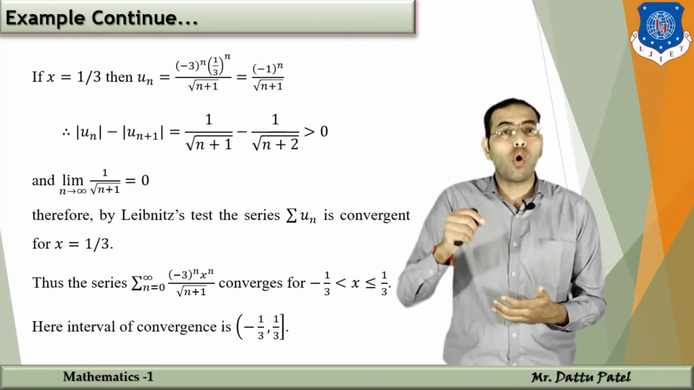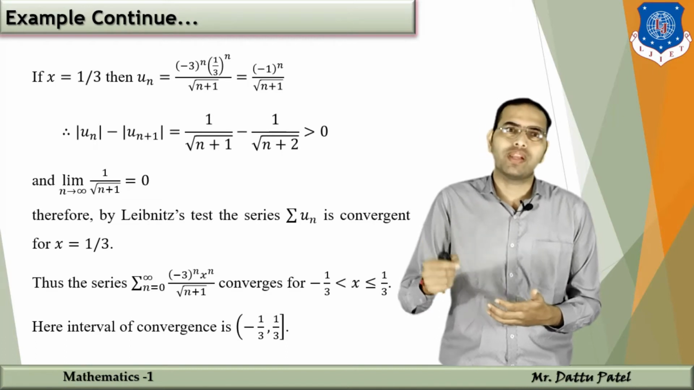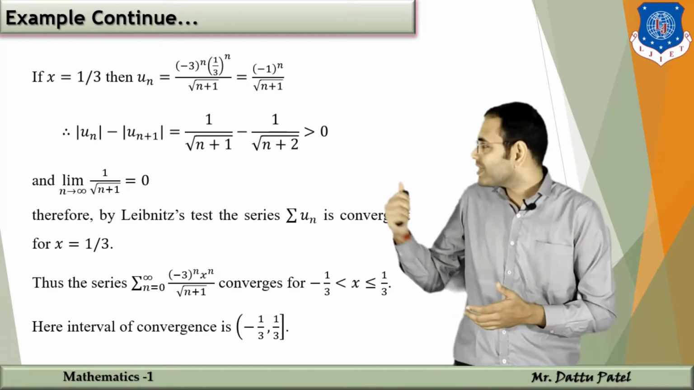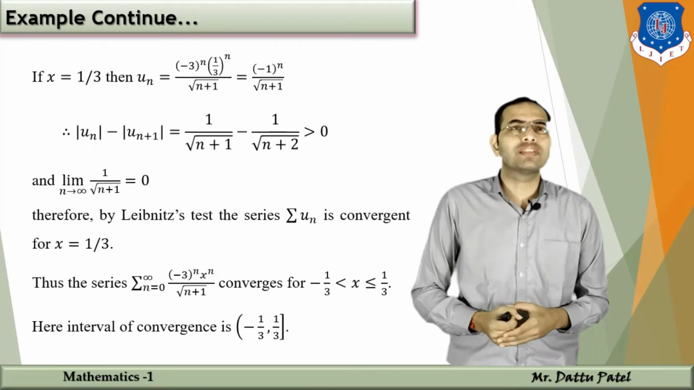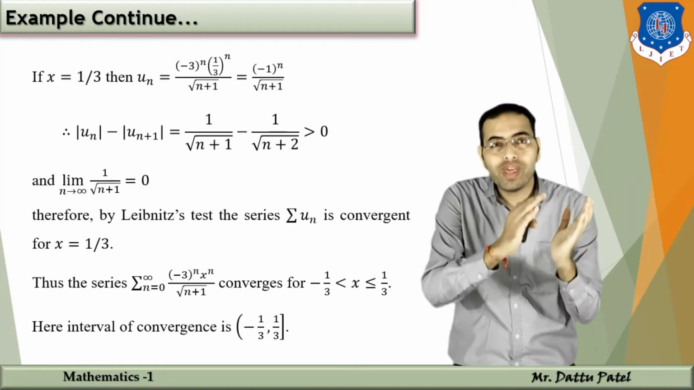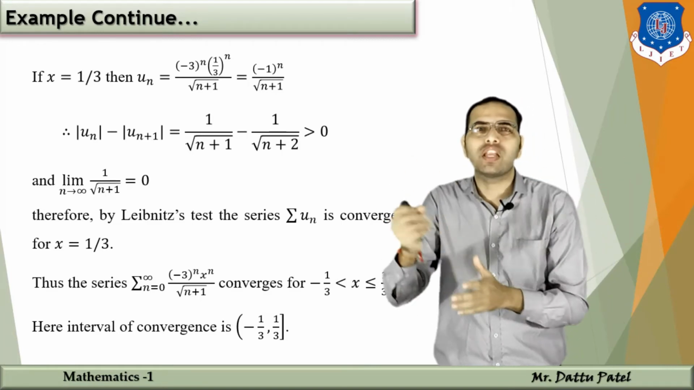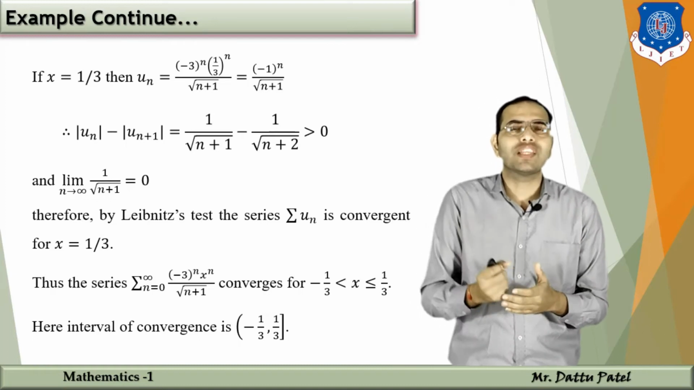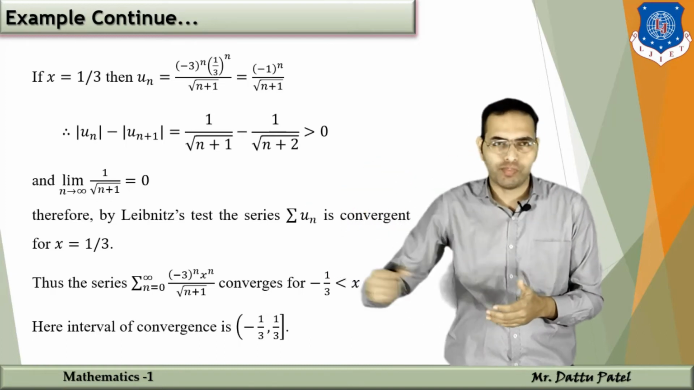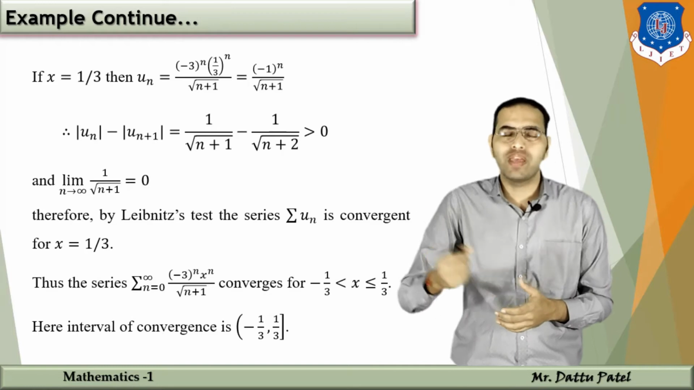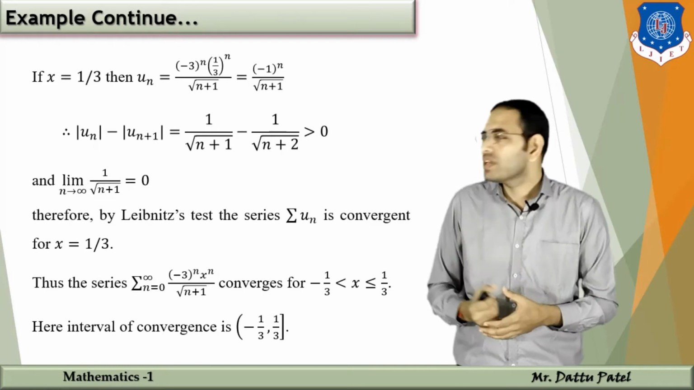Then for all n belonging to capital N, we get an answer which is greater than 0. That means each term is numerically less than its preceding term, so our series is in decreasing form. Now the first condition is satisfied. Now, let's see the second condition.